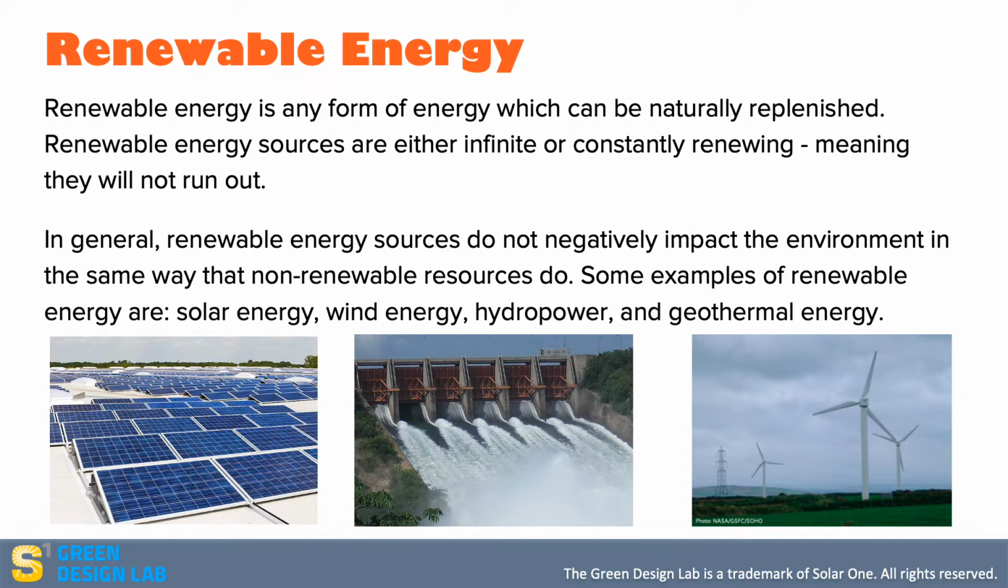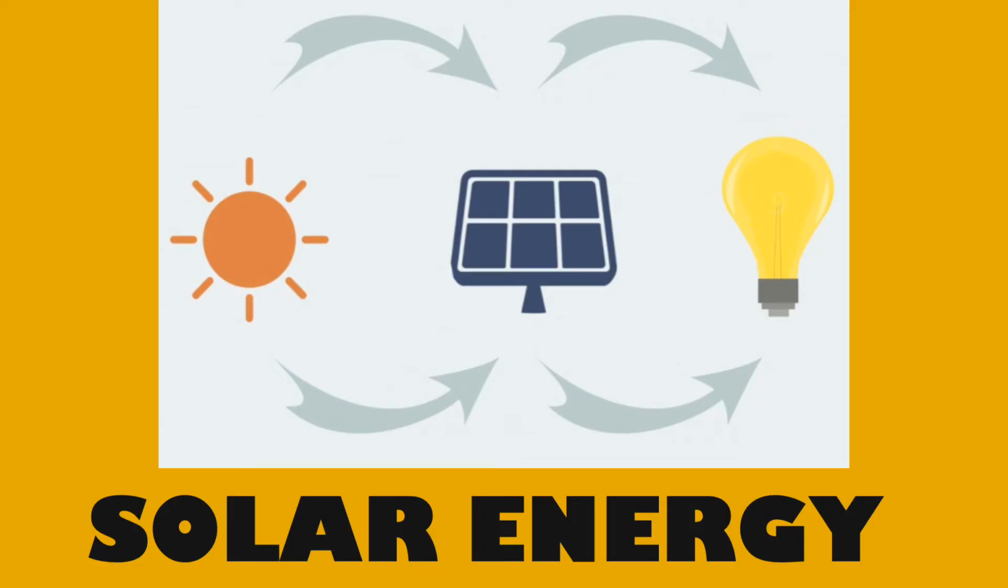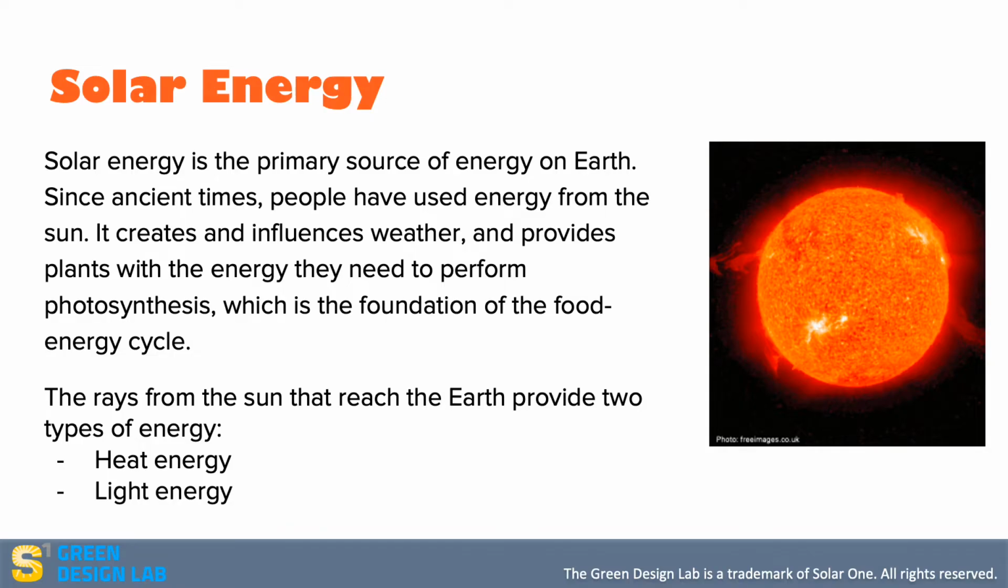Other examples of renewable energy besides solar are hydropower and wind energy. We will be focusing on solar energy as a means to produce electricity in a clean, sustainable way. The sun's energy is the primary source of energy on our planet. The sun provides us with two types of energy: light energy and heat energy.